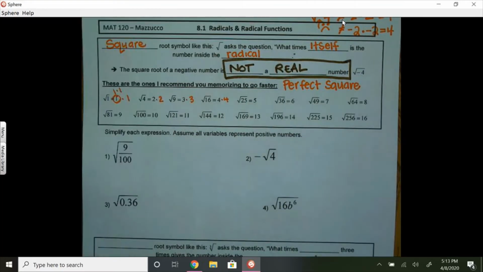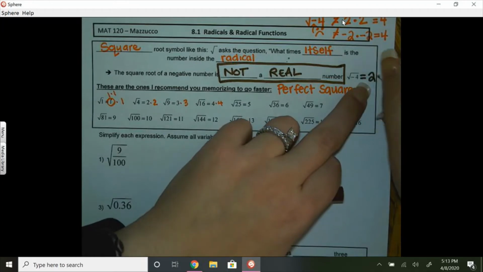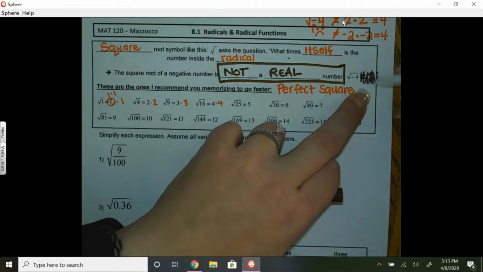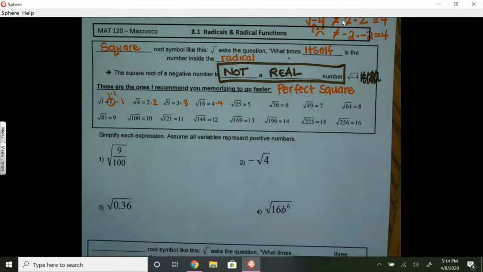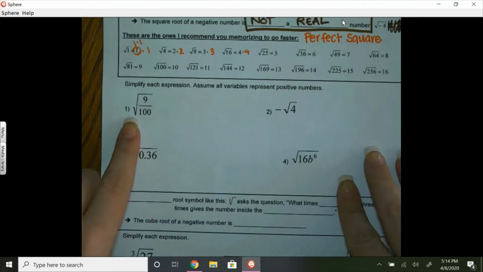Later on in this class, we'll talk about how the answer to the square root of -4 is 2i. That's only if we're working with complex numbers, so if that's confusing to you, don't worry about it till later. But you're going to write not a real number when you have a negative inside the square root if we're working with real numbers.